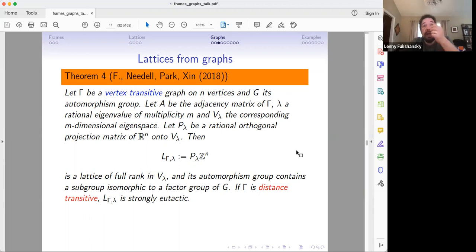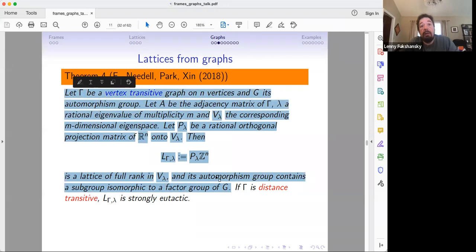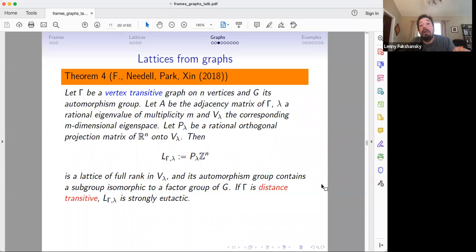So it turns out that, up to here, I am only assuming that my graph is vertex transitive. However, if the graph happens to be distance transitive, then the lattice that I got this way is strongly eutactic. Okay.